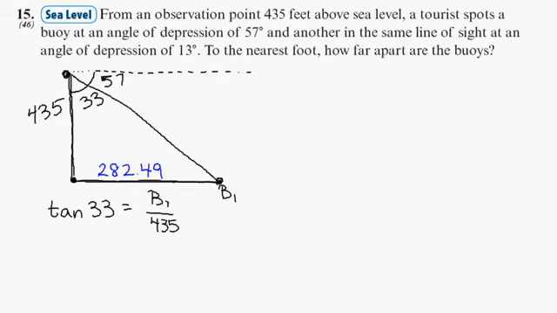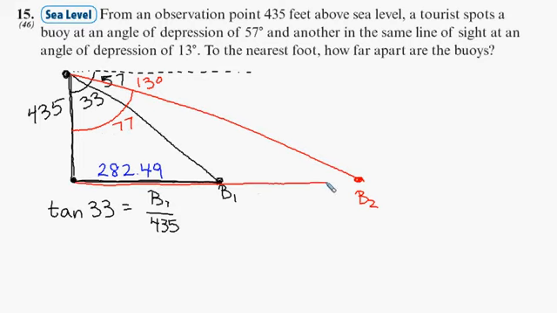All right, now let's take the second buoy. We know the second buoy is going to be out here somewhere. We'll call that B2. And the second buoy is only at a 13-degree angle of depression. So that degree measure here is 13, which means that from here all the way over to here is going to be 77 degrees. So if we come out here, this whole length of this red line is what we're looking for. So set it up the same way: tangent of 77 degrees is equal to B2 over 435.